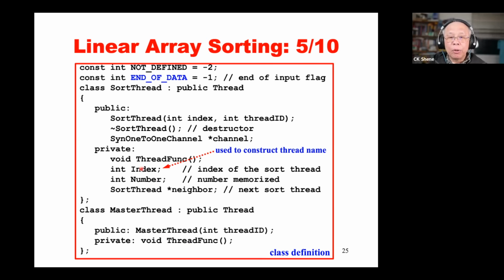Now, just remember this, because we need to construct the thread name. So your thread name may be sorting thread 1, sorting thread 2, and so on. So this is for you to do, giving a thread name. And number, this integer, is used to memorize the number sent to the sorting thread.